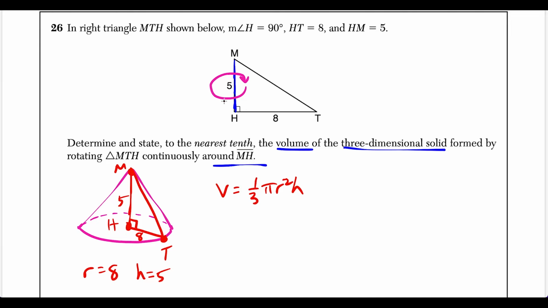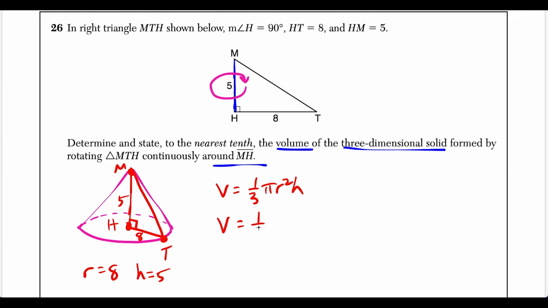But just know that their roles would reverse. If we were going to rotate around HT, then the cone would be spinning this way. And if we were to spin this way, then this would act as the height, and MH, 5 units long, would be acting as the radius. But just be mindful, we're spinning around MH. So now all we have to do is just plug this stuff in.